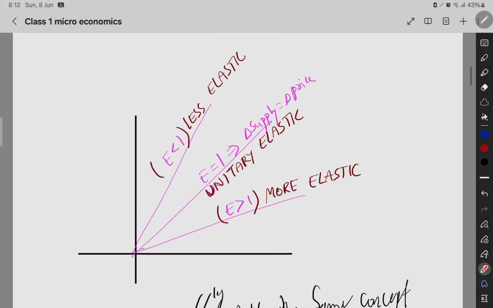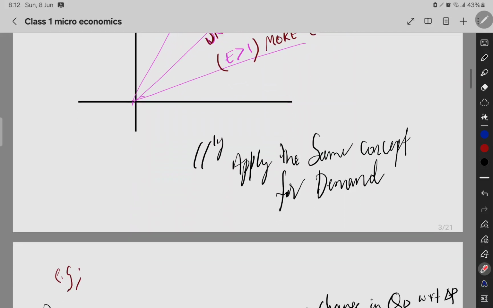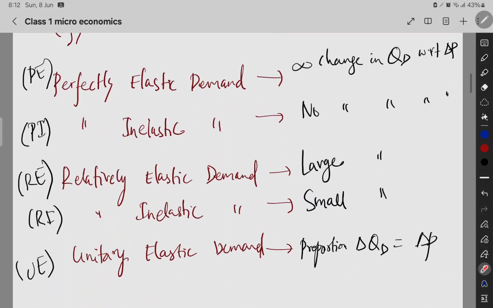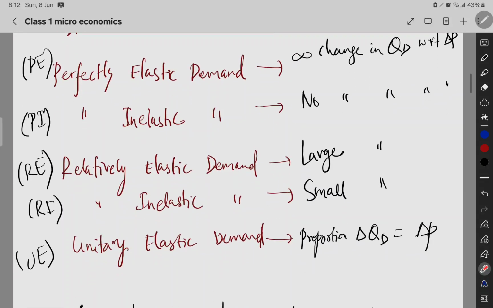Similarly, I can apply the same concept for demand curves also. For example, this is a unitary elastic demand curve, this is a less elastic demand curve, and this is a more elastic demand curve. So I can apply a similar concept for demand curves also. Now there are different confusing terms. Let us see what is perfectly elastic and what is perfectly inelastic.